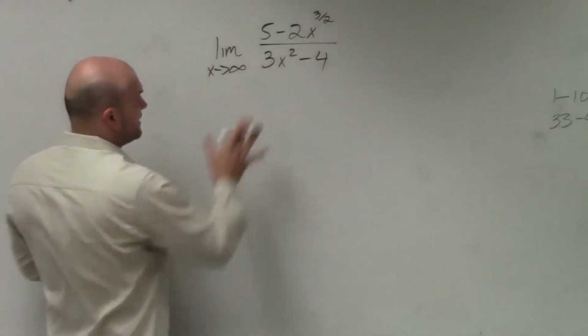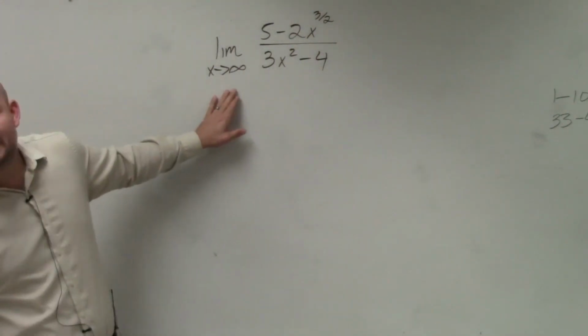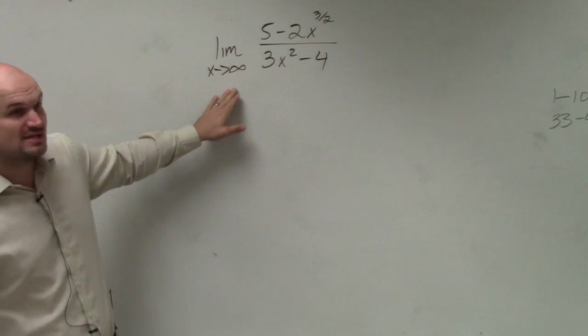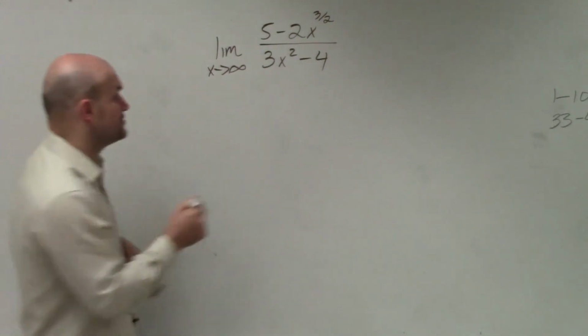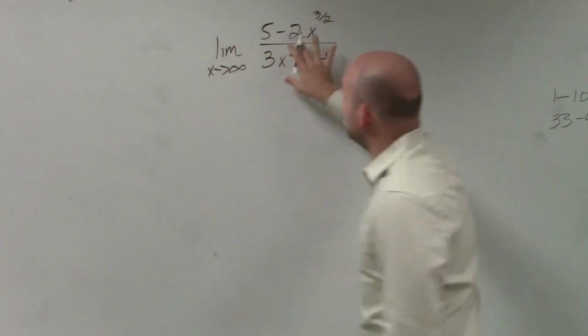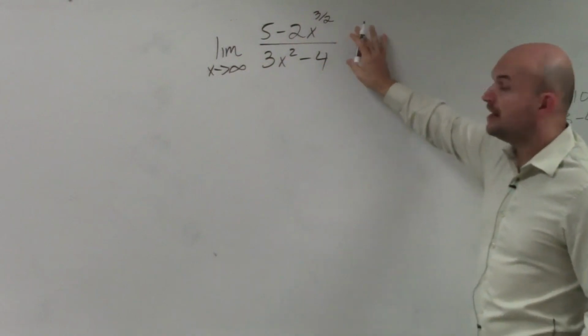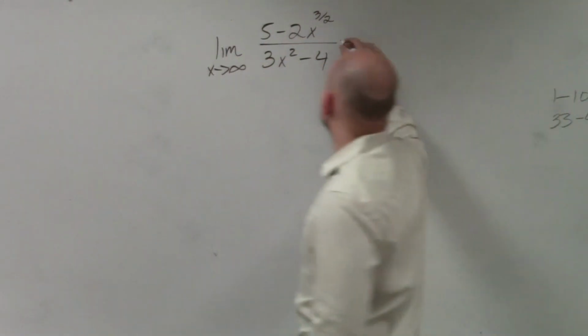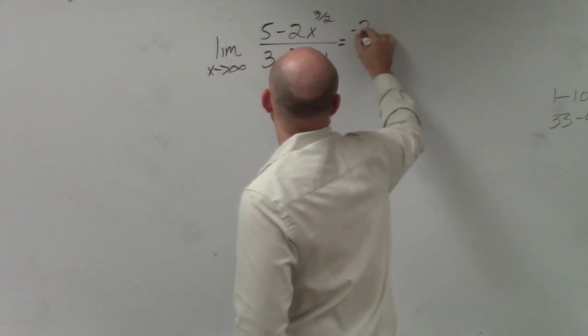First of all, when you have a limit and you're taking it to infinity, we're looking basically for what the horizontal asymptote is, where the graph is going to approach. The first thing I want to do is always rewrite my function in descending power order.